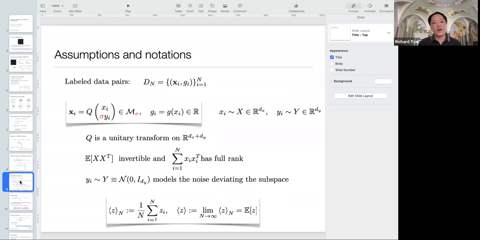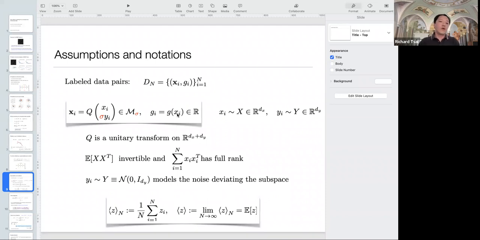Okay, so now some additional assumptions in order to get some more concrete analysis going. We have labeled data pairs. Now I put a subscript n on the notation for the data set, denoting that we have n data points. So this is x, and for whatever reason, I change from f of xi to gi. g of x is the function that we want to approximate, and gi would be just the value of the function at the data point xi.